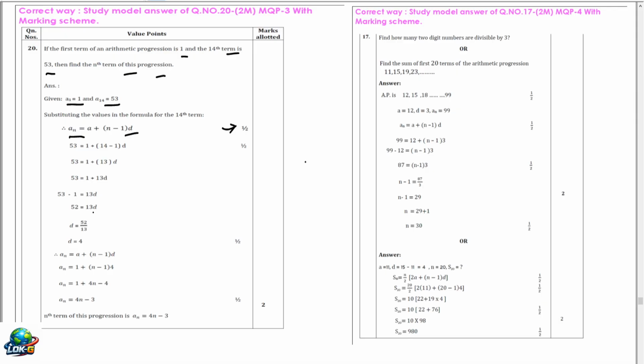Take 1 to the left, you will get 52 is equal to 13d. D is equal to 52 upon 13. 13 ones are 13, 13 fours are 52. D is equal to 4.